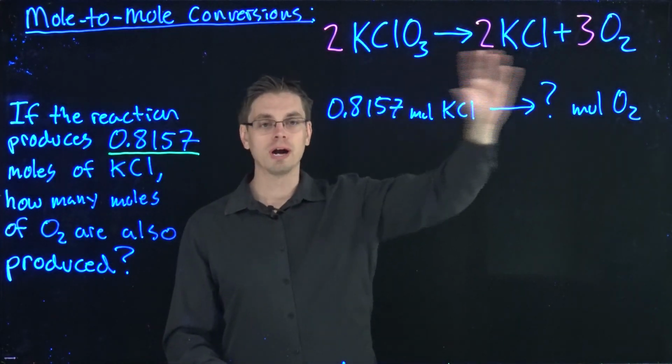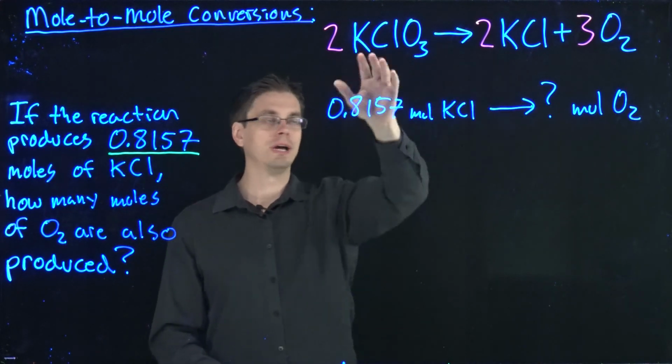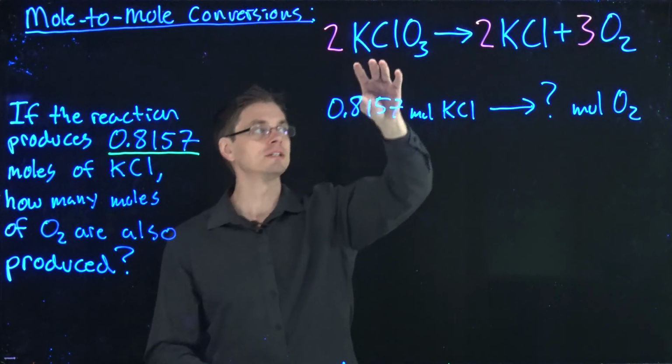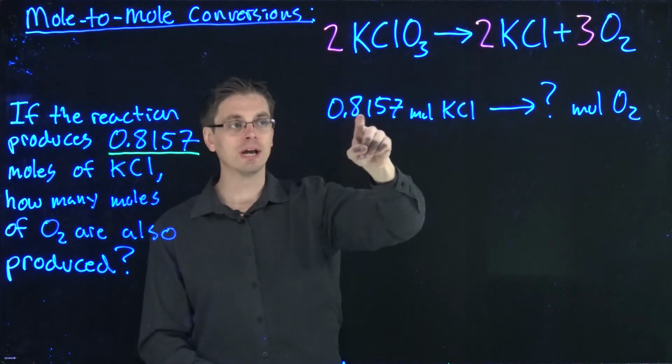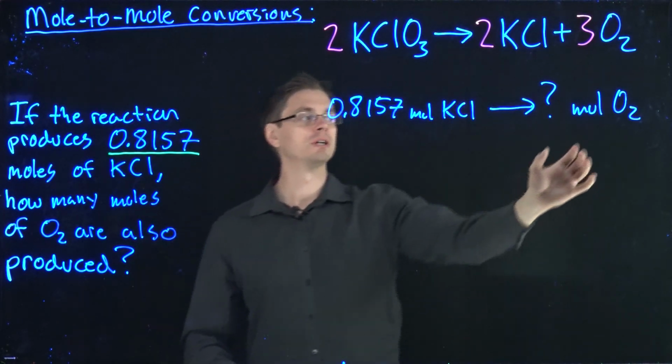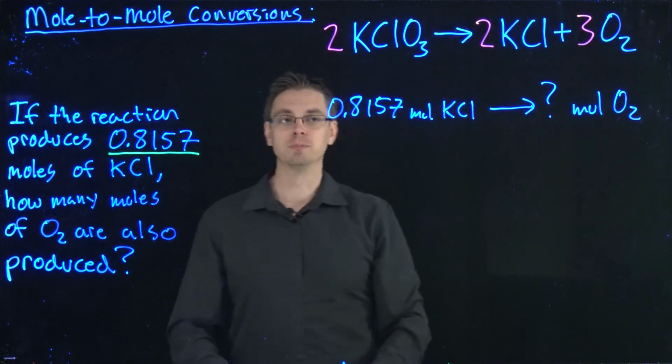Right? So you know the reaction's been carried out. We have no idea how much reactant was there at this point, but we know there is sufficient reactant present to form 0.8157 moles of our first product here. So we want to figure out how much of our second product, oxygen, must be present.